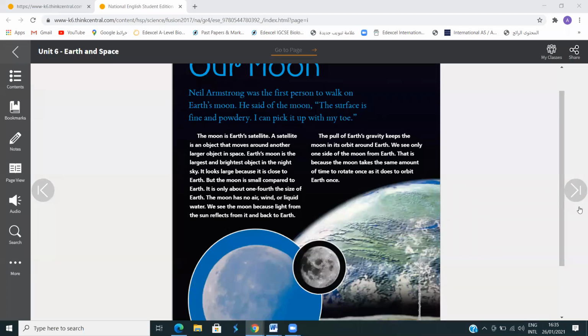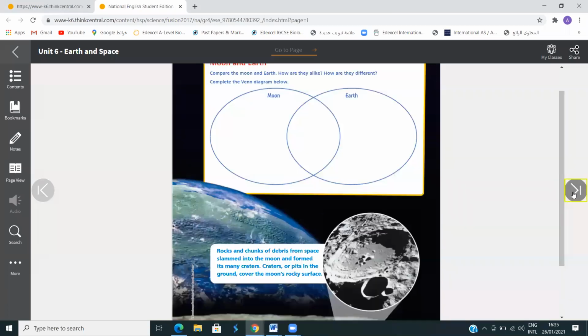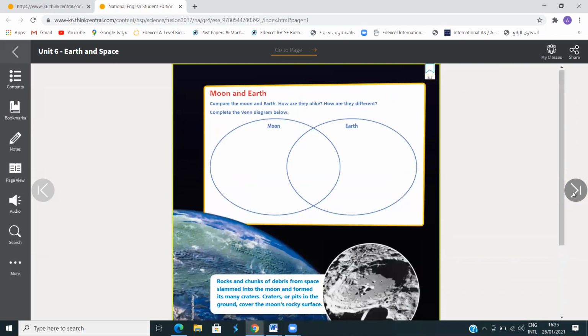Here, in the other image in the next page, go to page 317. You will have a question here: compare the moon and the earth, how are they alike, how are they different. Complete the Venn diagram below about the moon and the earth, okay?